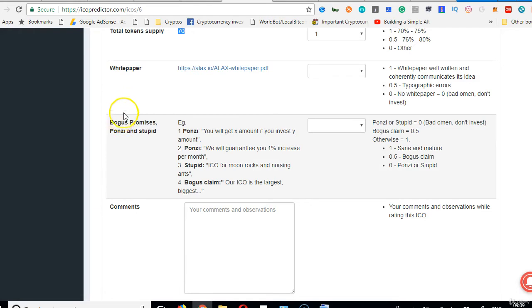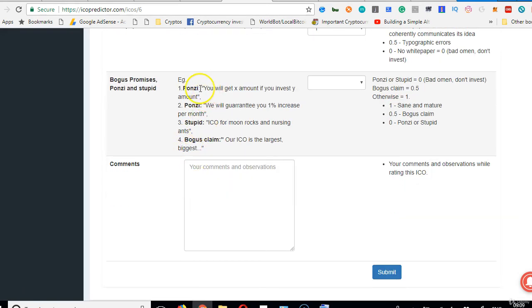Now white paper, I read through their white paper. I didn't show you guys. I think I showed you when we were scanning through something. If the white paper is well written and correctly communicates its idea, then it's a 1. I think yes, they communicate the idea. Then if there are typographic errors, you give them 0.5. If there's no white paper, it's 0. Bad omen. Don't even invest if there's no white paper.